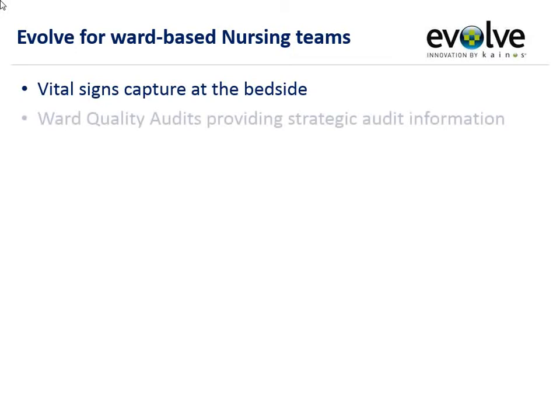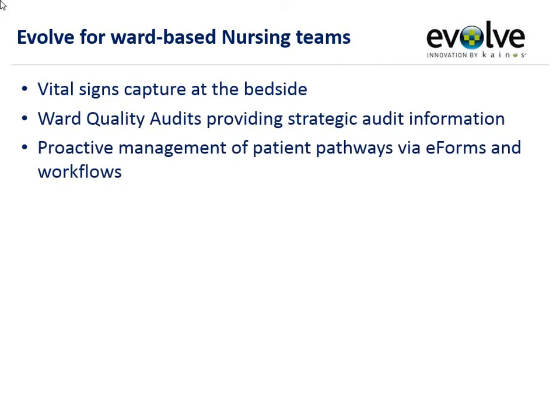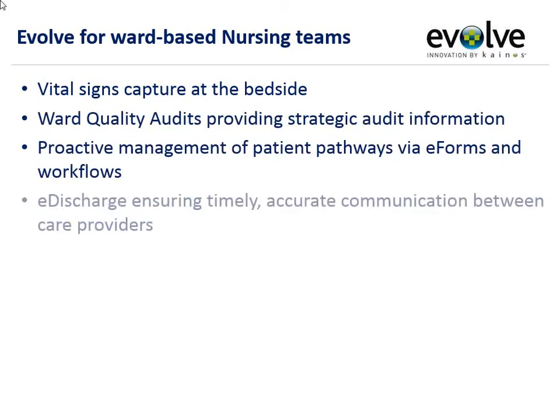The ability to have ward quality audits, so being able to say, how are our wards actually performing? Are we meeting targets for care? Are we meeting targets for VTE assessments being carried out at the right point in time? The ability to help nursing teams proactively manage the care pathway, saying, at this stage in the patient's care, you need to be doing this. This is the data that you need to be capturing. These are the steps that you need to be performing. Being able to accurately and quickly exchange information between care providers so that we're all on the same page. There's no room for clinical risk through miscommunication.